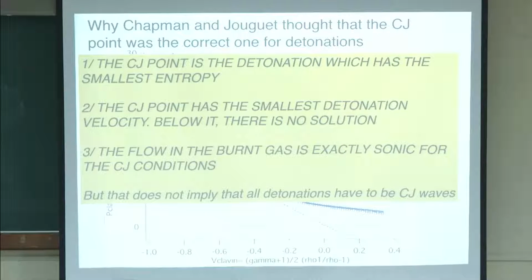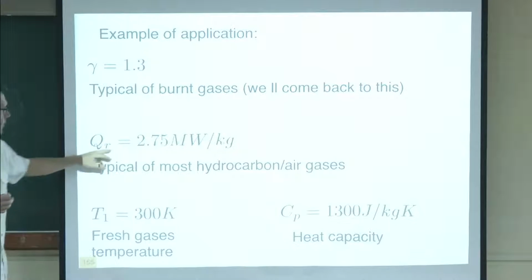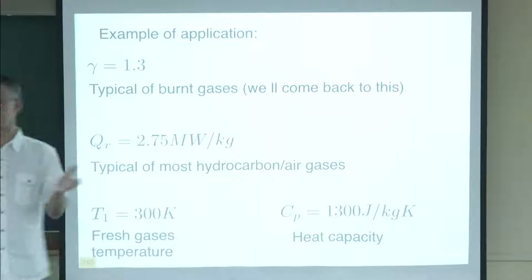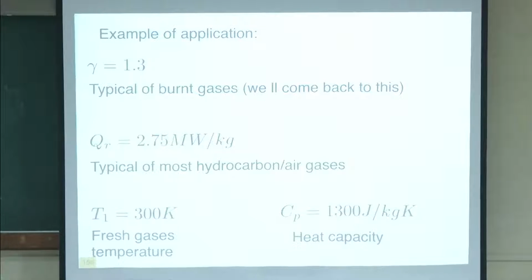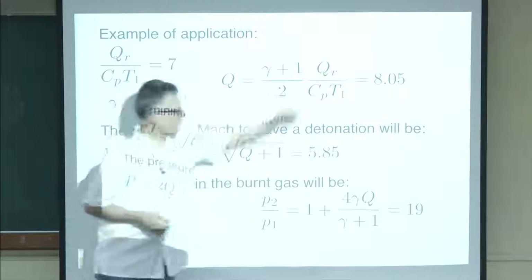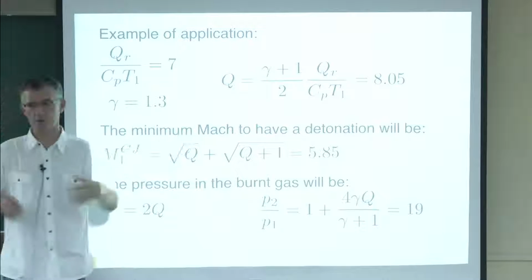So if we do an application of that, if you use gamma equal 1.3, which is an average between what we have in the fresh gases and in the burnt gases, if you use a typical heat release for hydrocarbon air flames, if you use a fresh gases temperature of 300 K, like we have in this room, and a CP of the order of 1300 joules per kilogram per Kelvin, this is a massive heat capacity, you find that Q is of the order of 8, which is large indeed, and you find that the Mach number of the CJ point is 5.8.